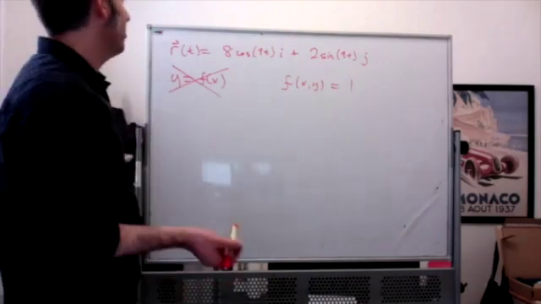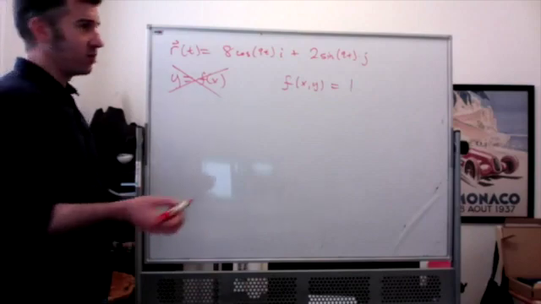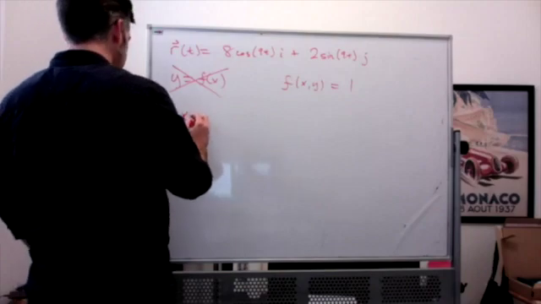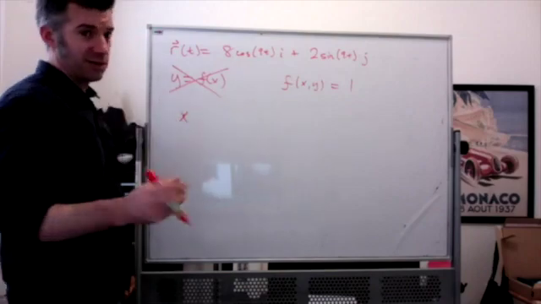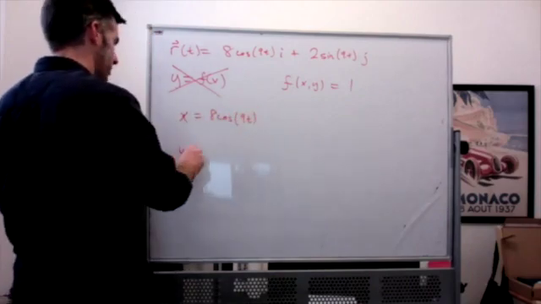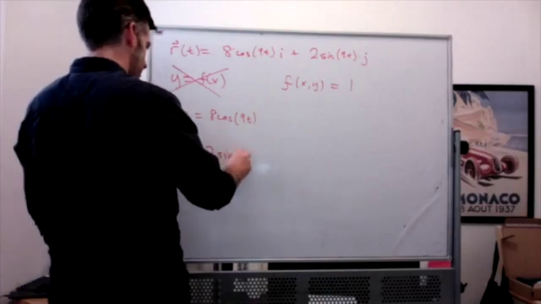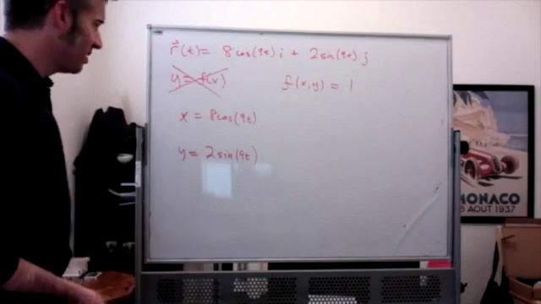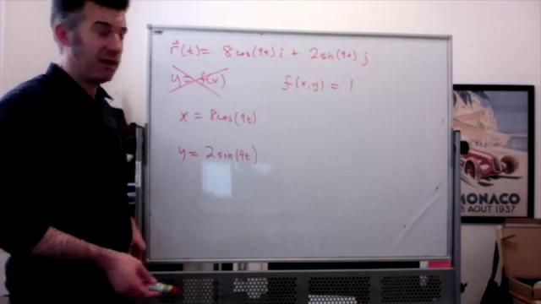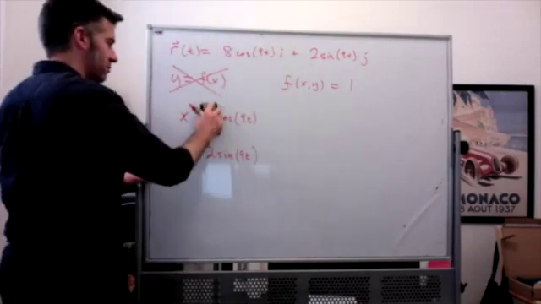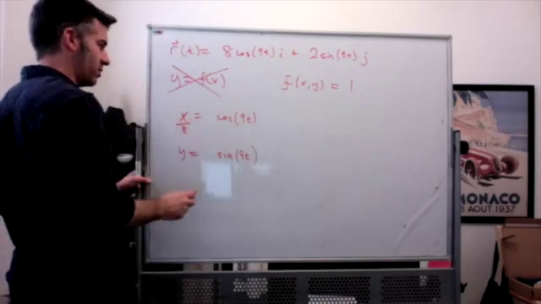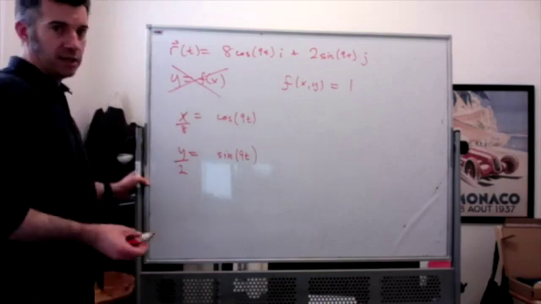So what do we do with this? Well, first we just say x equals this, y equals this. You really would rather not have these coefficients, so get rid of them. Divide both sides by 8, or 2 in this case. So x over 8 equals cosine of 9t, and y over 2 equals sine of 9t.